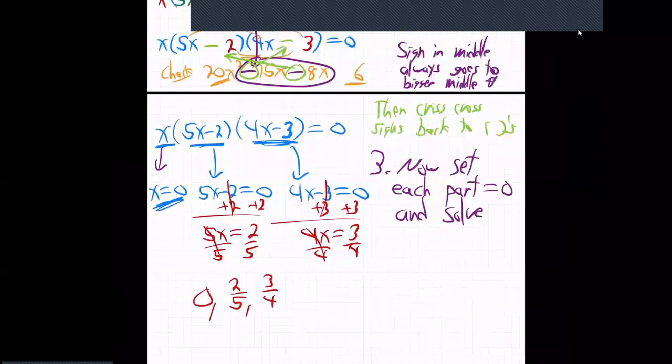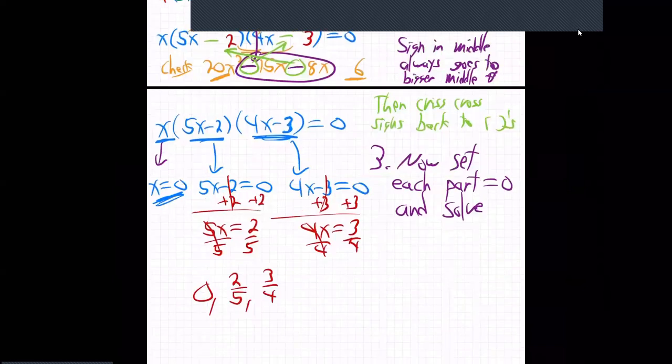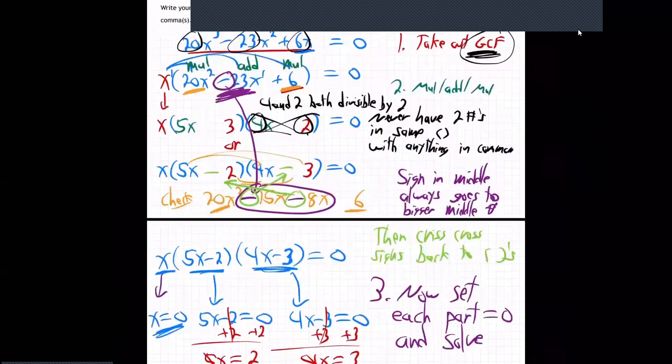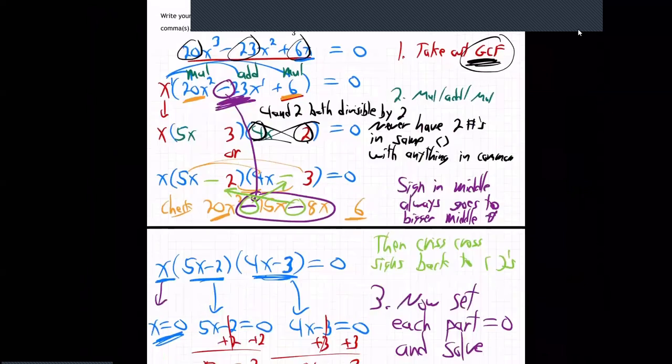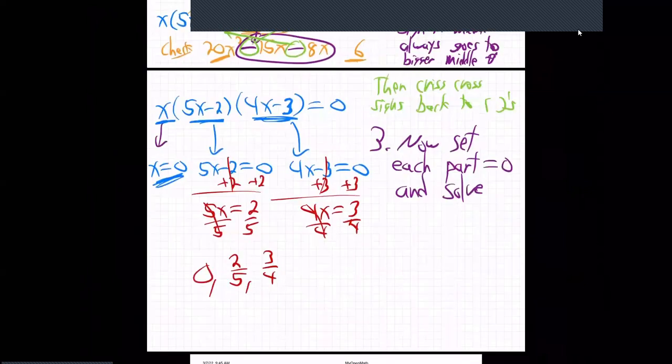There's 3 answers. They want you to separate them with commas, like that, in any order. You can put them in any order you want, I think. Maybe they said smallest. I don't know what they say. Yeah, they didn't say, so any order is fine. Like that. Now, I want to point out, why could we go from 1 equals 0 to 3 equals 0s?